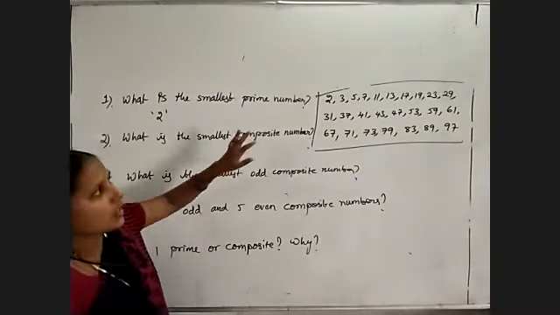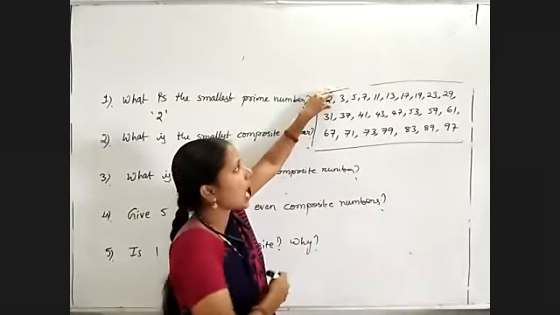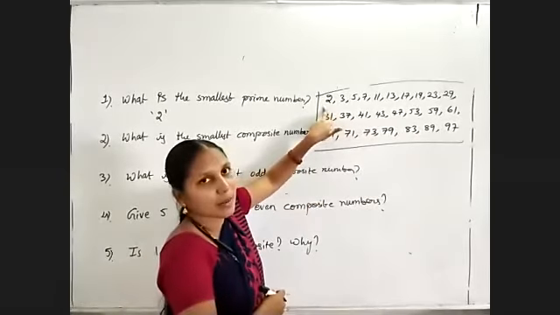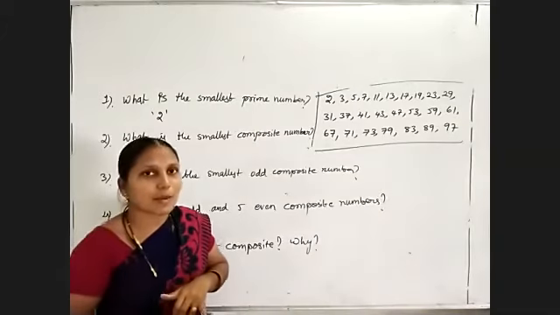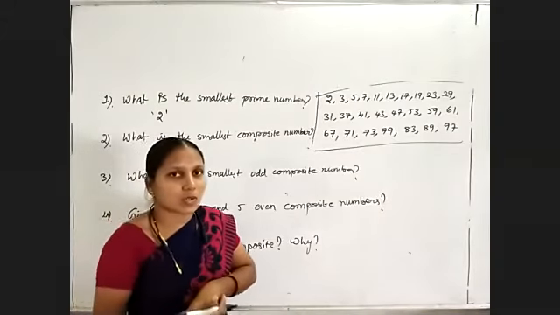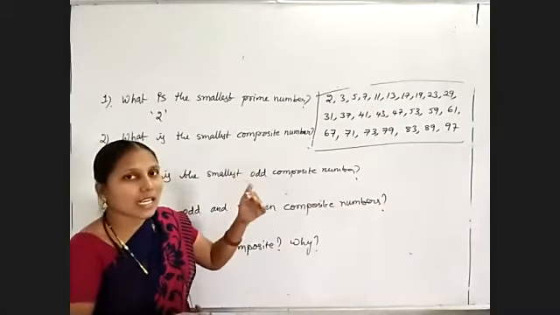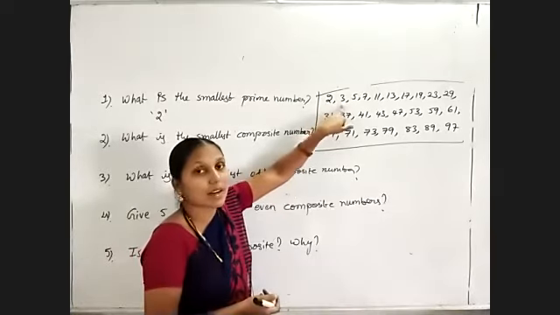And just observe, except 2, if you are checking all other numbers, all those are odd numbers only. Only 2 is the even prime number. So remember this one, they will also ask: what is the even prime number? So even prime number is 2. What is the smallest prime number? That also is 2. What is the smallest odd prime number? In that case, 3 will be the answer.